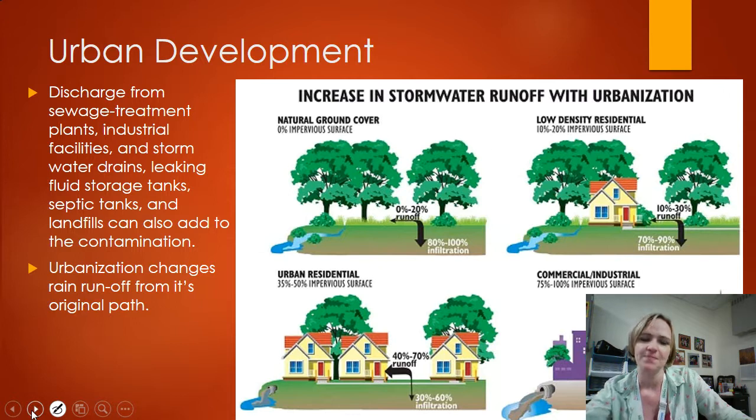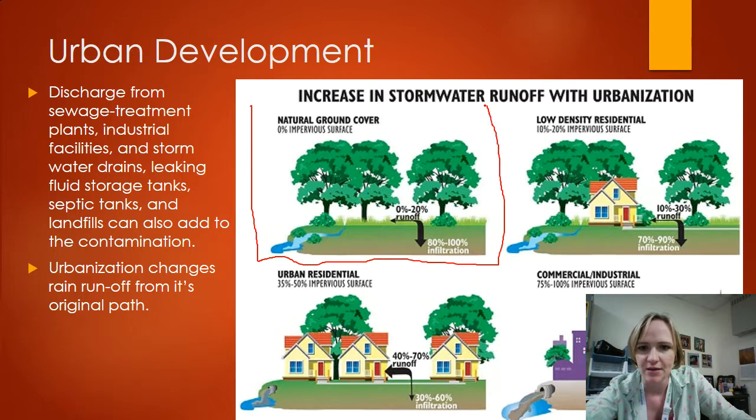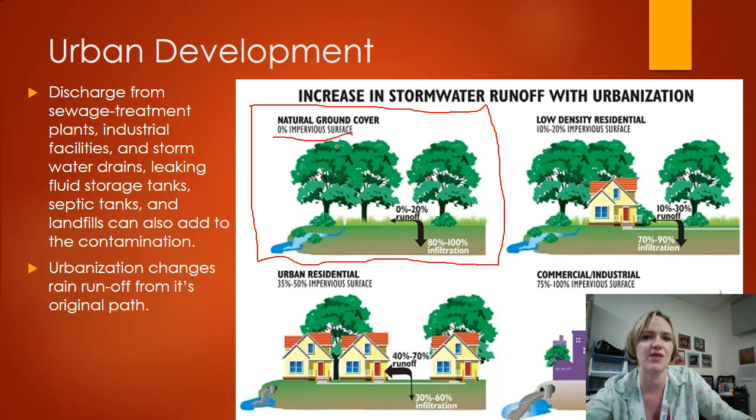Urban development. I love this picture of it. If you guys can pay attention to this. So this picture right here, the first one, is with no development. So this is no houses, no streets, no people. It's just trees, dirt, ground. And if you look, it says 0% impervious surface. So what that means is that 0% of the ground has been paved or is impervious. That means water can't soak into it. So water can soak into 100% of the ground.